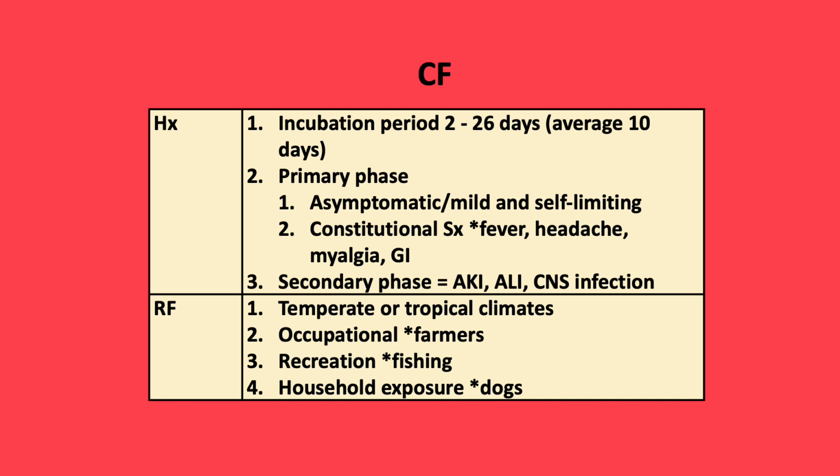This is followed by a primary phase where patients may experience fever, rigors, myalgia, and headache in between 75 up to 100% of patients. However, it's important to note that some patients may be asymptomatic. In severe cases, patients may progress to acute kidney injury, acute liver injury, and CNS infections, including encephalitis and meningitis. Important risk factors include temperate or tropical climates, occupational exposure, recreational use, and also house exposure, i.e. dogs.